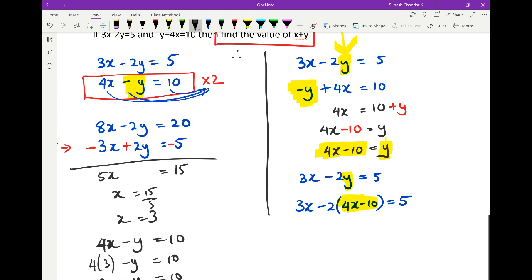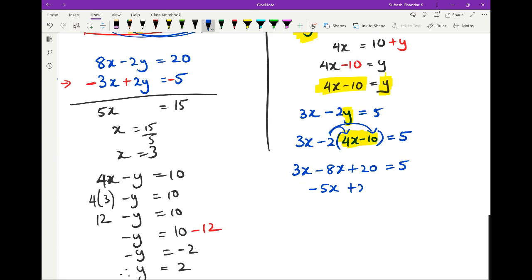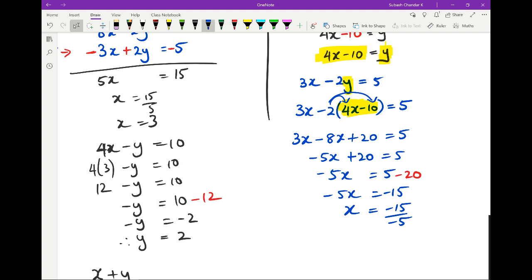Now it just becomes your regular mundane thing of expanding the brackets. So we've got 3x minus 2 times 4x is minus 8x. Negative 2 times negative 10 is positive 20, and that's equal to 5. So 3x minus 8x is negative 5x, plus 20 equals 5. Negative 5x equals 5 minus 20. Then you get negative 5x equals negative 15, and x equals negative 15 divided by negative 5, which means x is equal to positive 3.